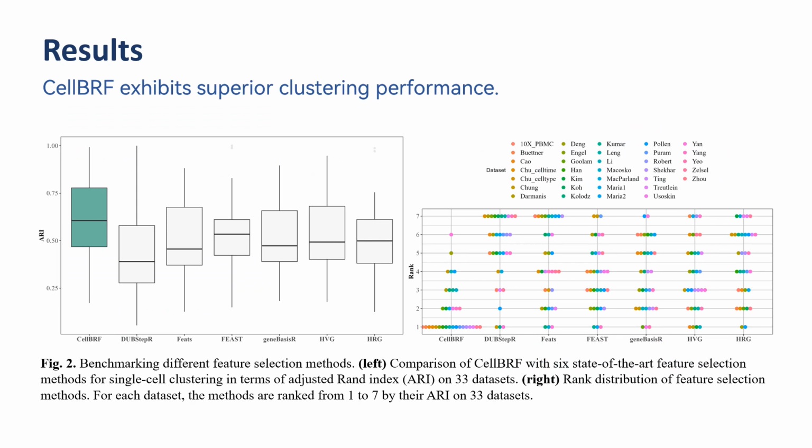As shown in the left figure, we compare CellBRF with 6 state-of-the-art feature selection methods: HVG, FIST, GeneBasis, DUBStepR, and HRG in terms of ARI on 33 datasets. The right figure is the rank distribution of feature selection methods. For each dataset, the methods are ranked from 1 to 7 by their ARI. In summary, CellBRF substantially outperforms all other methods and is the highest ranked algorithm on average across all datasets.